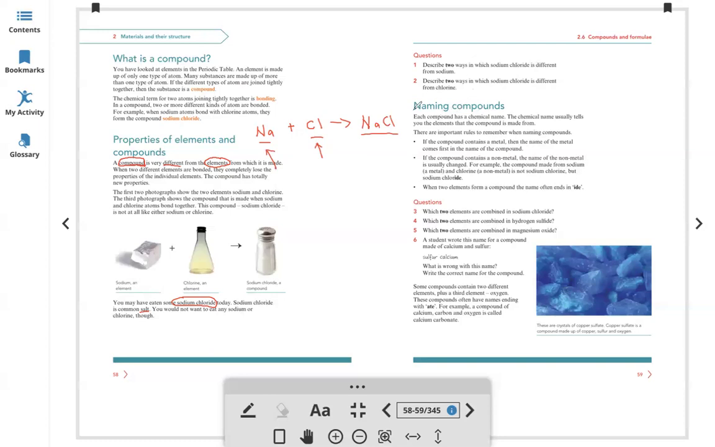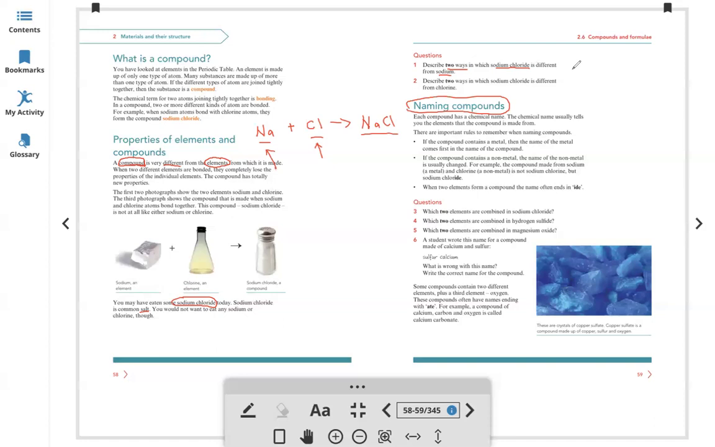Then we will see the naming of compounds. Okay, we see question 1 first. State 2 ways sodium chloride is different from sodium. You might want to search it out. You want to try or not? You Google the answer and then you tell me.